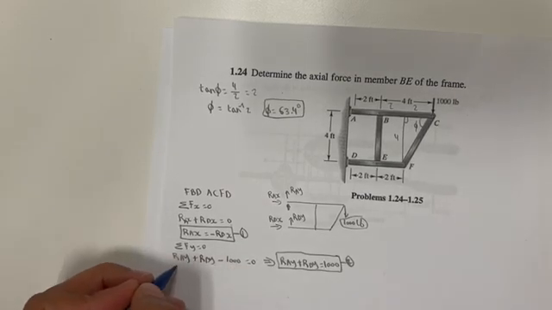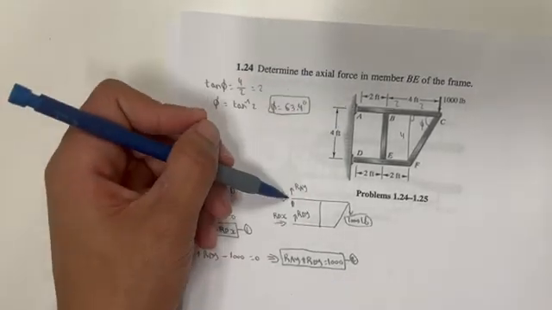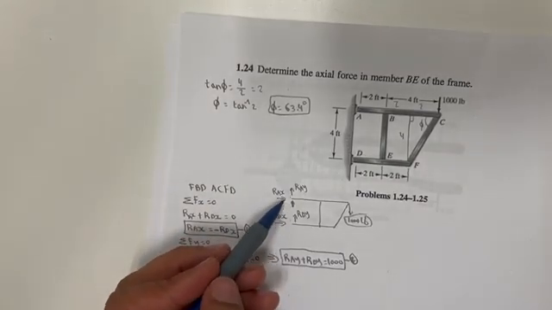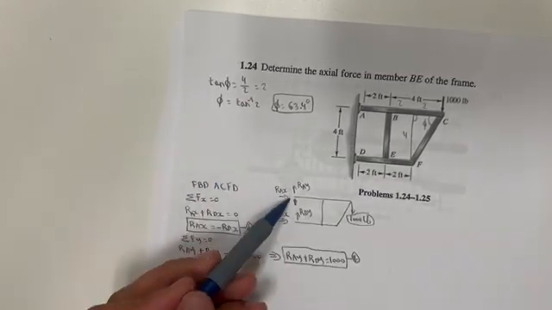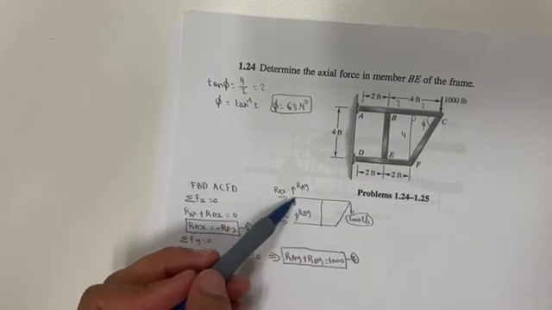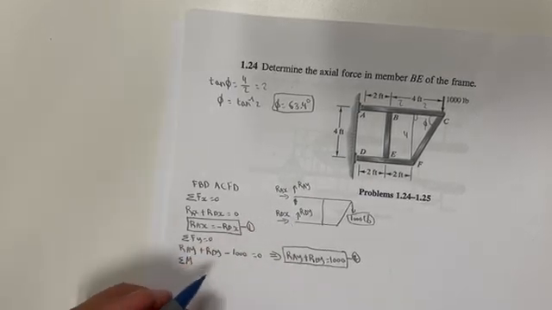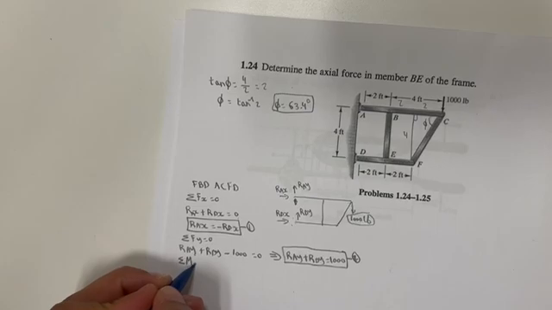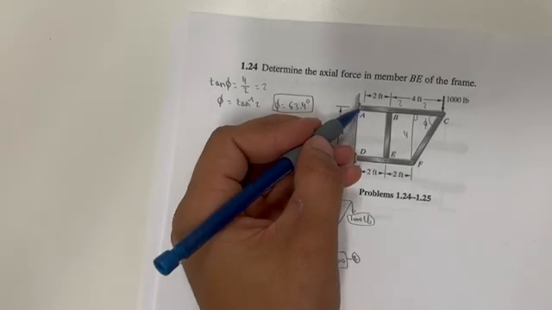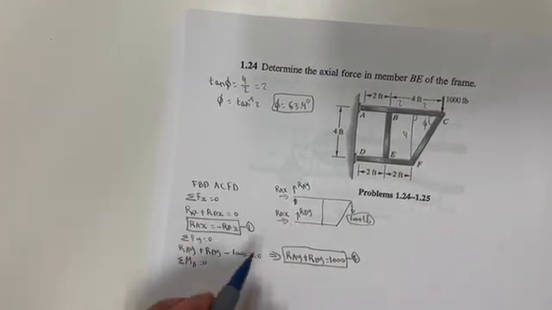The third is the summation of moments. Which point are we going to choose? You can choose this one or this one. Why these 2 specifically? You try to take moments about the point that has a lot of unknowns. This point has 2, this point has 2, this point only has 1. So it's better to take moments about one of these. I will actually take it at D. Summation of moments at D equals 0. It's up to you if you want to do it here; it's fine. It's going to work the same.